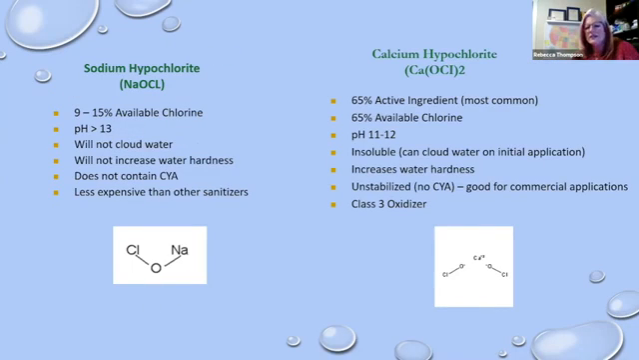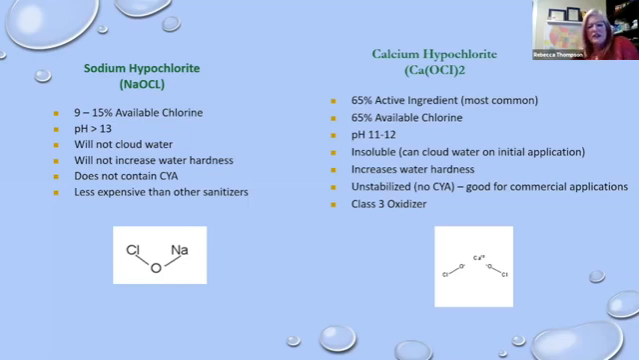Sodium hypochlorite, liquid chlorine. It's 10 to 15% available chlorine, high pH. It doesn't typically cloud the water unless your pH goes up too high. It does not increase your water hardness. It does not have any cyanuric acid in it. A lot of the times, if your customer has high CYA, I would typically tell them to use liquid chlorine, because that's not assisting in building up their cyanuric acid.